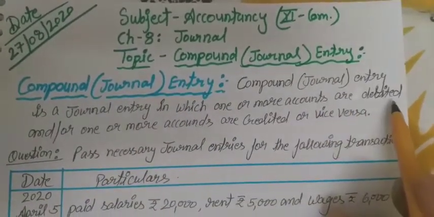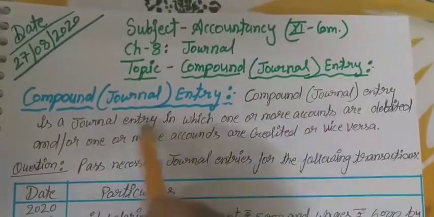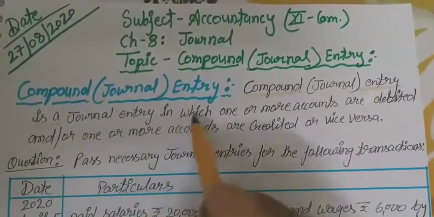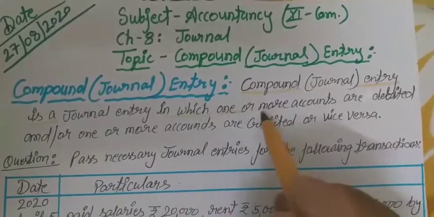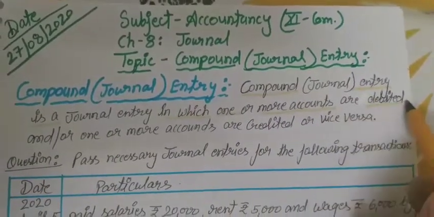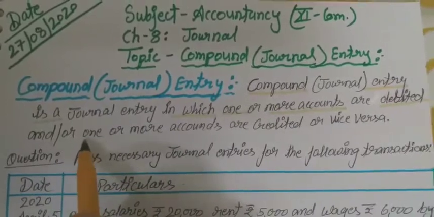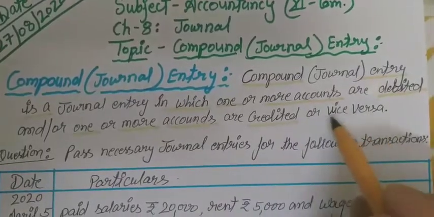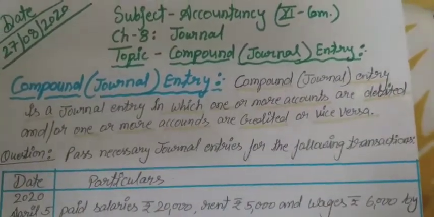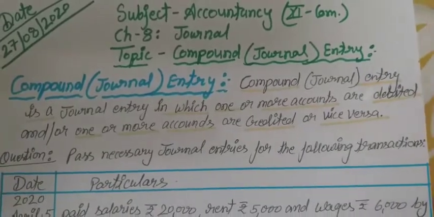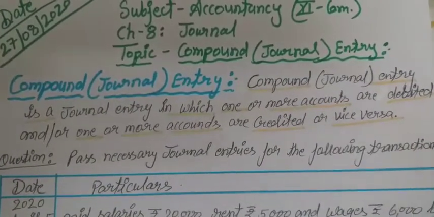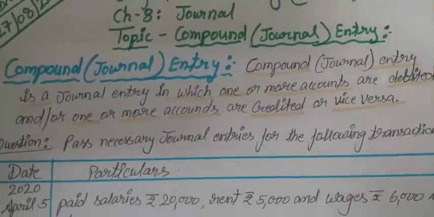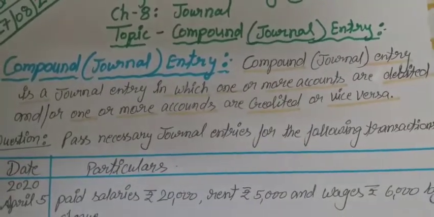Compound journal entry is a journal entry in which one or more accounts are debited and one or more accounts are credited, vice versa. It is not compulsory according to this definition that always more than one account will be debited. Maybe one account is debited and more than one account will be credited.